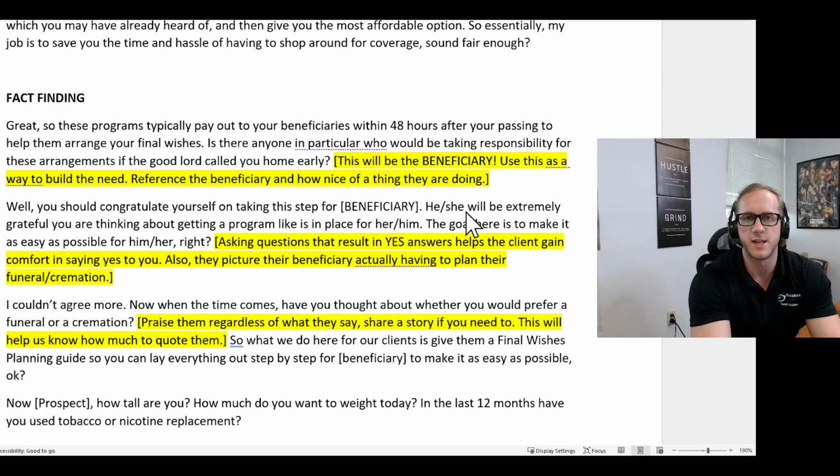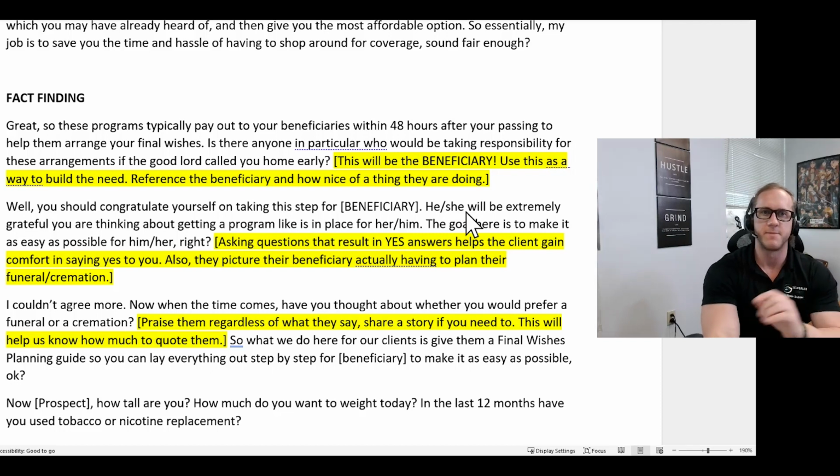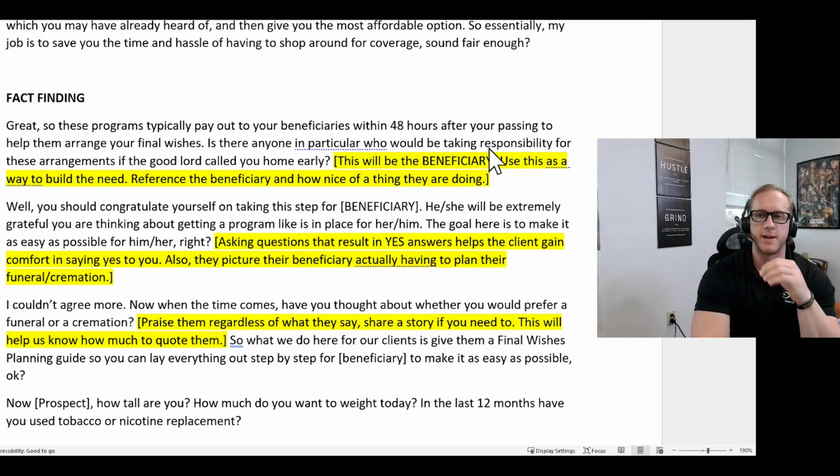If they start spelling the name and they give you a last name and they're really intent on making sure you get the name right, that's a buying signal that they want a policy, because they already own it in their head mentally. And now they're saying, hey, John, this person's going to get it. So if they get really into the beneficiary right off the bat, that's the buying signal that you've got someone who's going to buy right on the line right there.